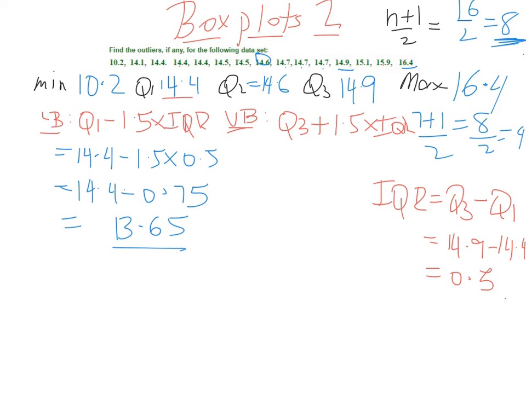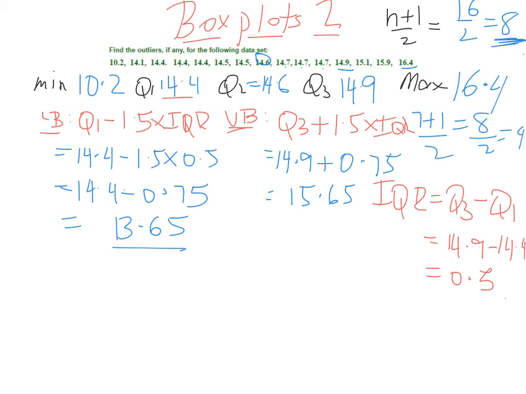Now over here we've got Q3 plus 1.5 times 0.5. So Q3 is 14.9 plus 0.75. That is 15.65. So that is our upper boundary. So now anything less than 13.65 and anything more than 15.65 are going to be outliers.